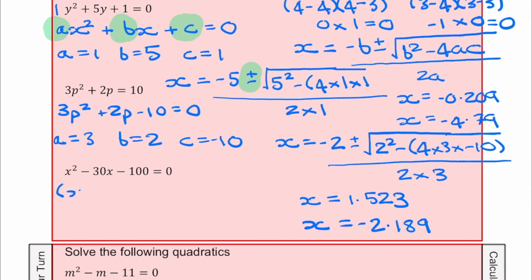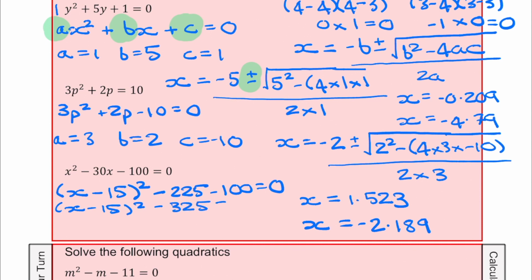So remember from last lesson, we first of all need to halve the minus 30 to give us minus 15. And then from there, we subtract 15 squared or minus 15 squared, which will turn positive anyway. That's going to be subtracting 225. But then remember, we've actually got this minus 100 there, haven't we? And it's still equal to 0 as well. We'll simplify it down. So we're going to have x minus 15 all squared minus 325 equals 0.